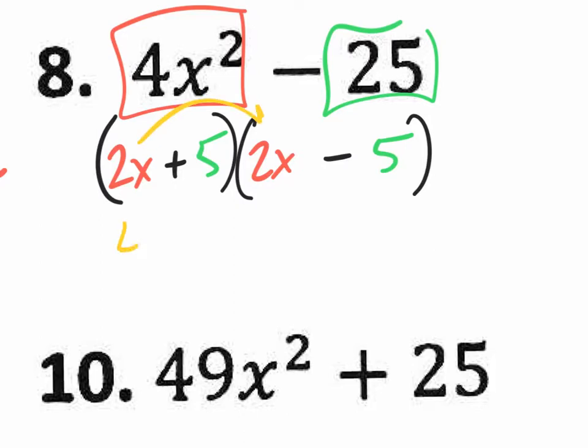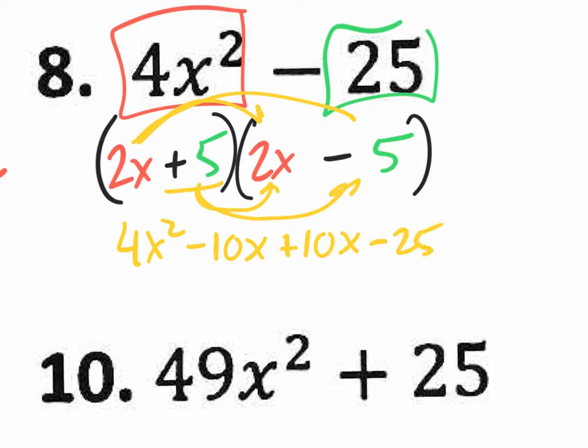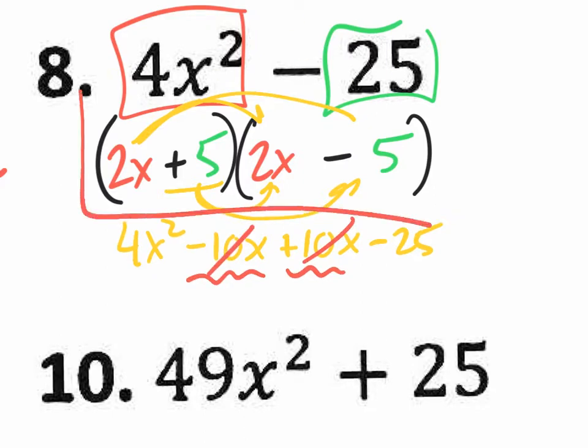So 2x times 2x is 4x squared. 2x times negative 5 is negative 10x. 5 times 2x, that's positive 10x. 5 times negative 5 is negative 25. And of course, the middle terms really do cancel out, and you do end up with what you started with. So this is the factored form of 4x squared minus 25. Any questions? Now, if you had a perfect square binomial, it has to be a minus sign for the middle term to cancel out, because that way you'd get one positive, one minus, which would cancel out.